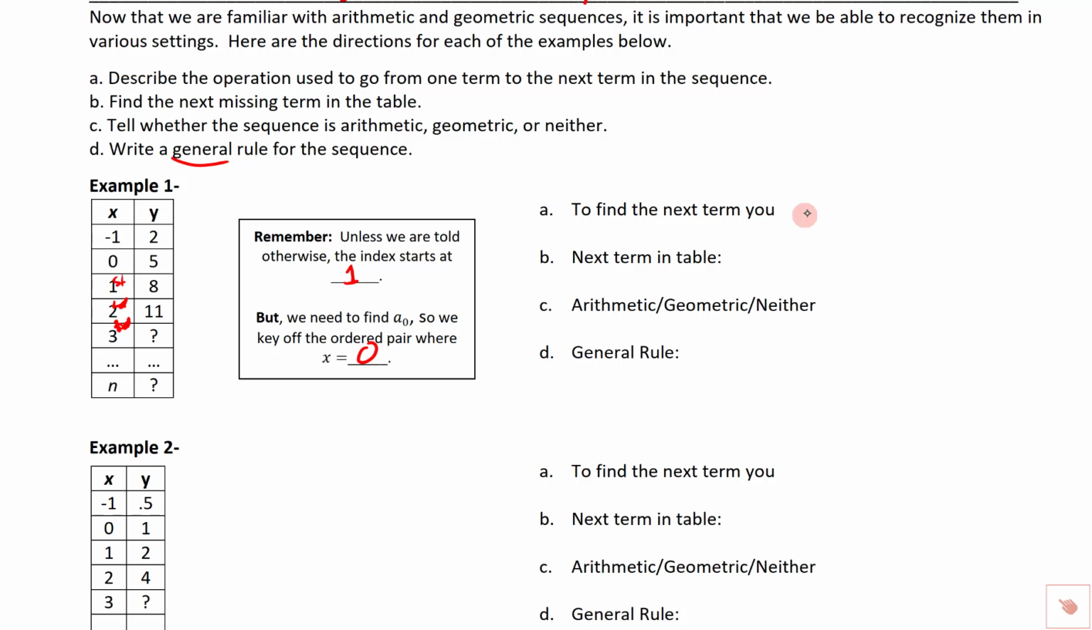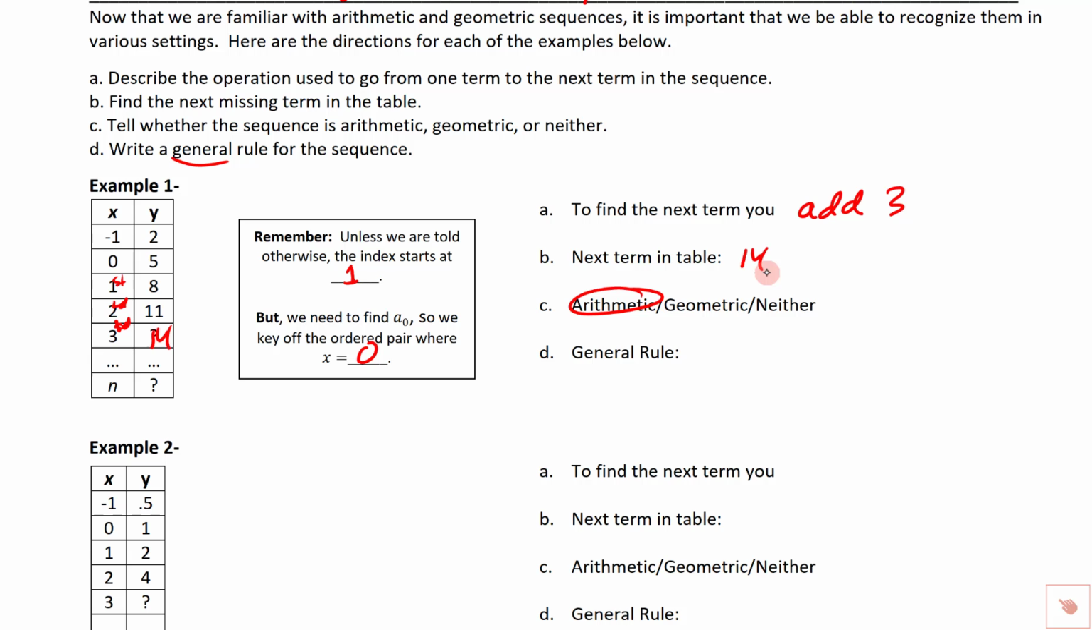So to find the next term, you can kind of just tell from that pattern, we're going to add 3. Well, if we add 3, my gosh, then the next obvious thing is, well, if we're adding the same thing every time, then we know that that's going to be arithmetic. It says, what's the next term in the table? Well, the next term in the table, if we added 3, would be 14. So we're going to put a 14 right here.